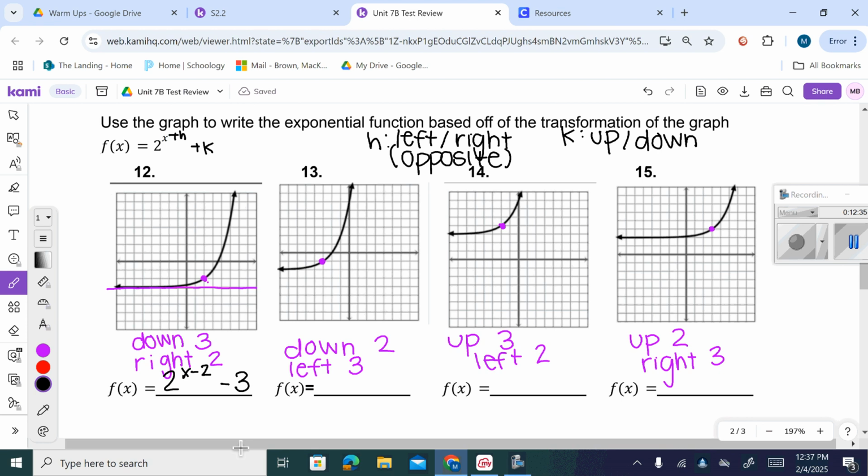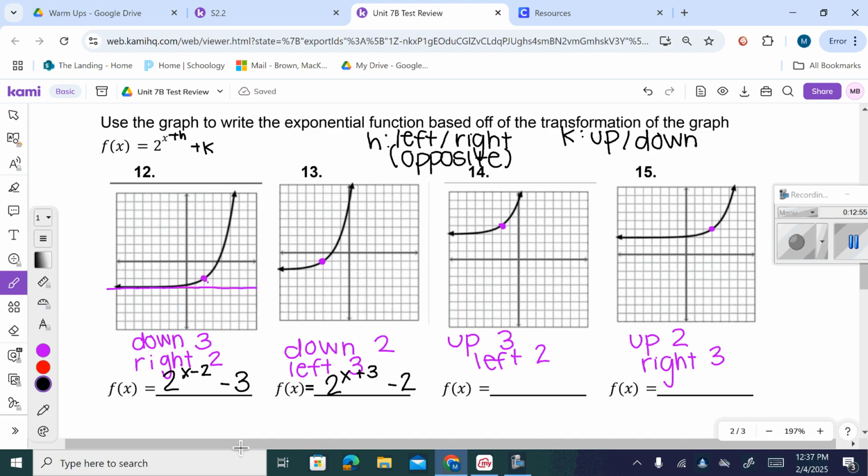All right, number 13, I'm going to have 2 to the x. How do I say left 3? Plus. So 2 to the x plus 3. And then how am I going to say down 2? Minus 2. All right? Yes, it will be matching.